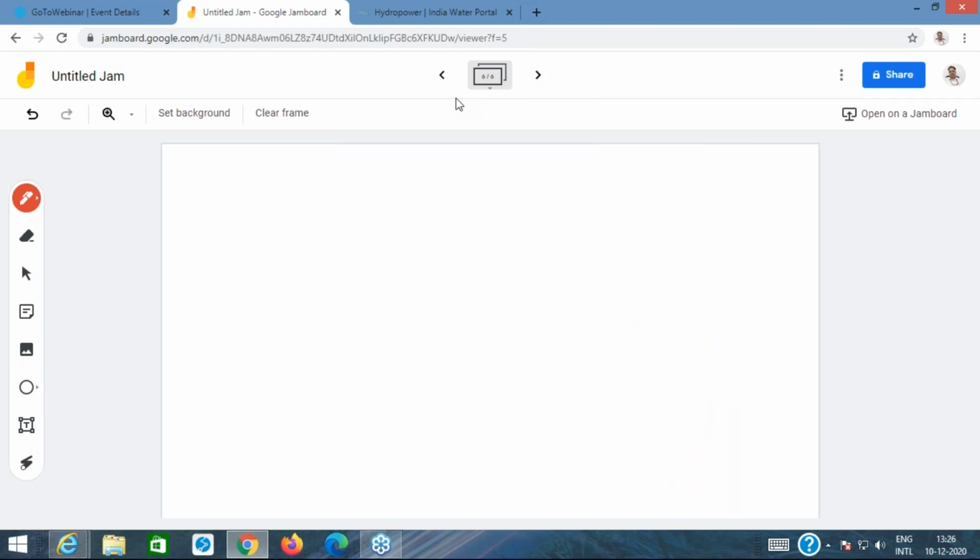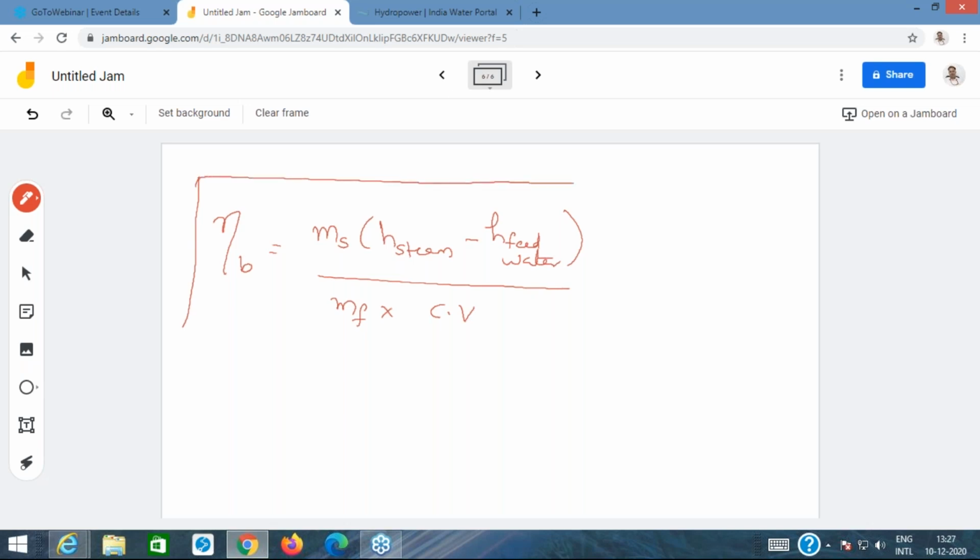And hence the efficiency of the boiler is calculated as boiler output, which is ms into h of steam minus h of feed water, upon the fuel consumption into the calorific value. This is an expression for calculating the boiler efficiency.